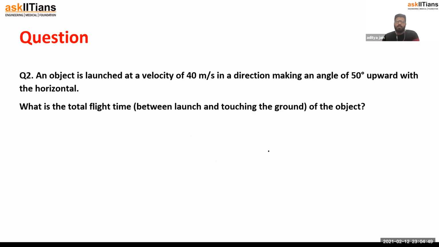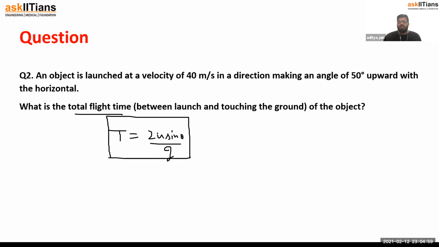Clear? Now third, the question is the same, the data is the same. He is asking for time of flight. And you know time of flight is 2u sine theta by g. And u, theta, g are all given. The question is the same, the parts are different. The data is the same in all three questions. So you can easily find all three things: time of flight, horizontal range, and maximum height.